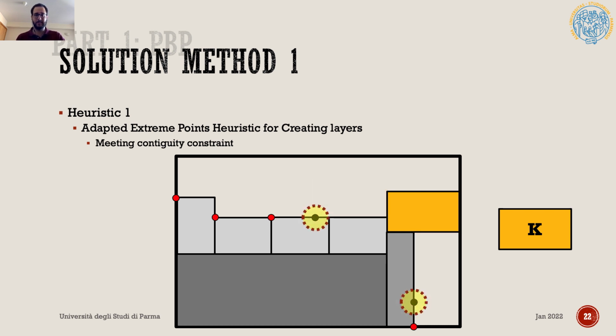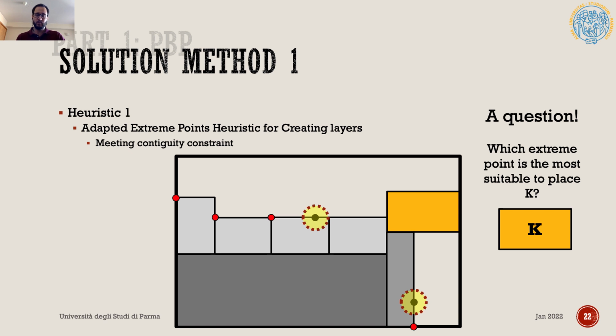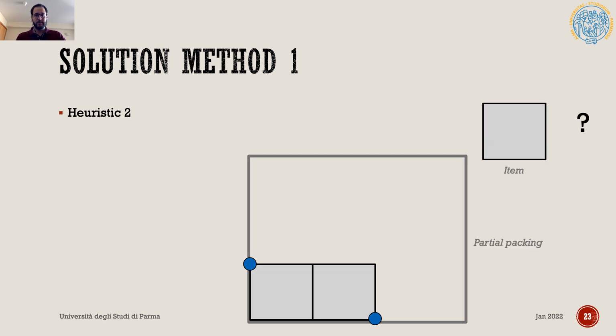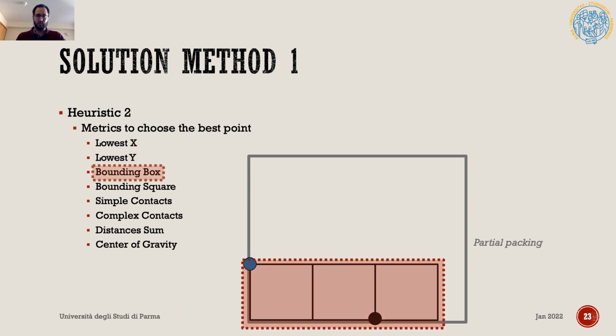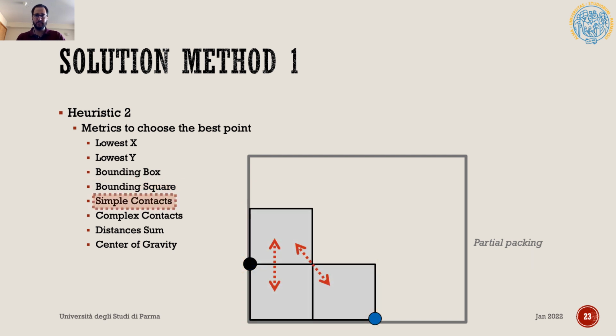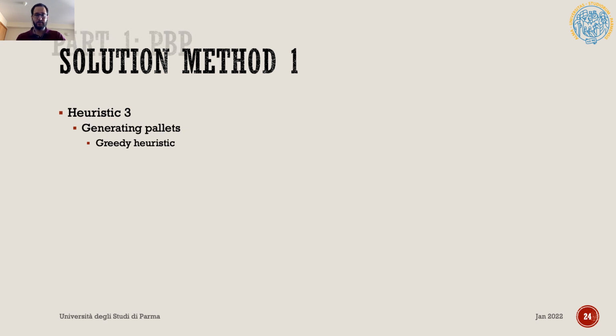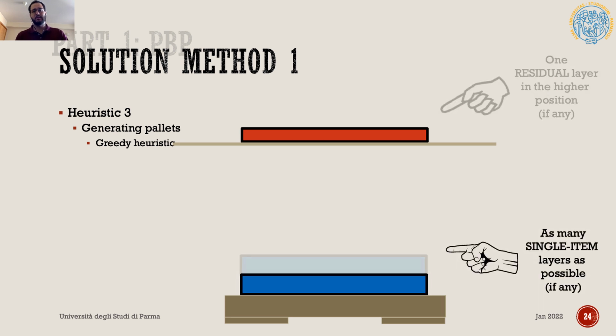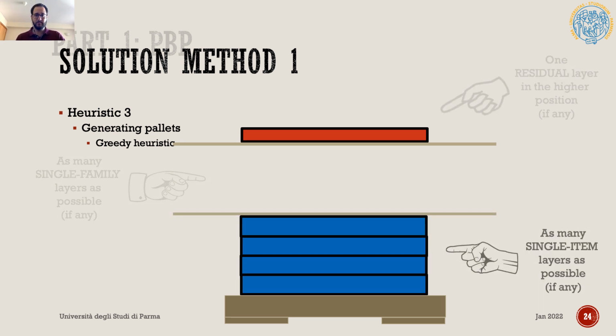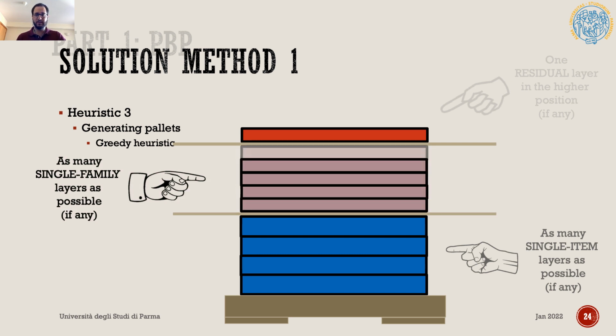Now given feasible extreme points, which one is the most suitable? So we use metrics to evaluate each of them when placing the item in that point. And we've implemented this list of metrics. That's it. And the grid heuristic to generate pallets that stacks layers. So it starts from the top by inserting one residual layer, then as many single item layers as possible. Finally, if there's still room on it, as many single family layers as possible.